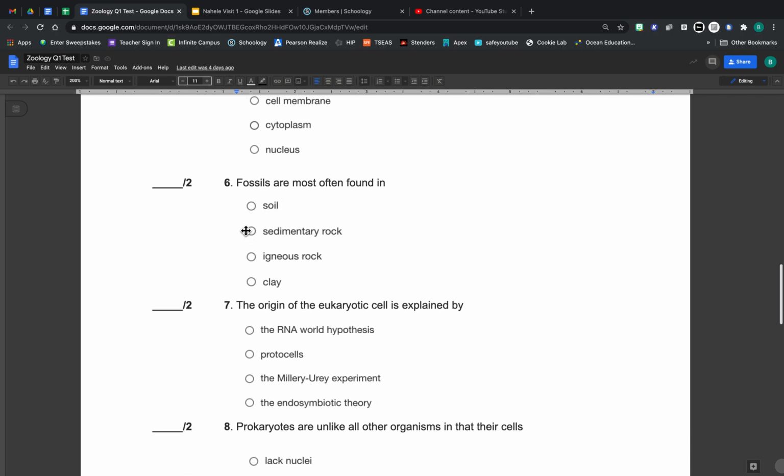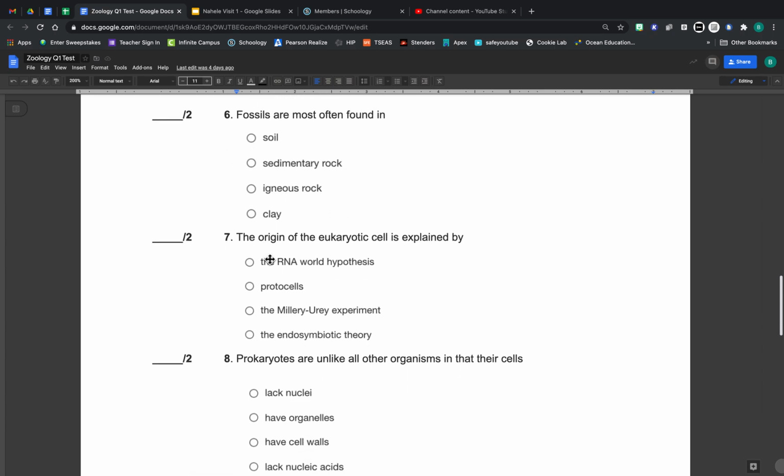Fossils are often found in sedimentary rock, right? Because those are the layers over time that are deposited as sediment, either from rivers or ocean, right? So we get those layers over time, and that's typically where we find our fossils, in this type of rock.